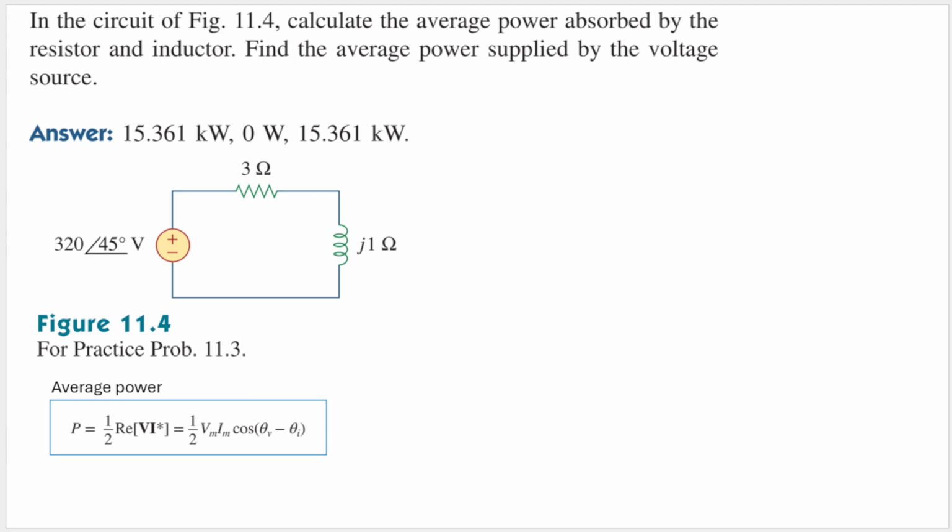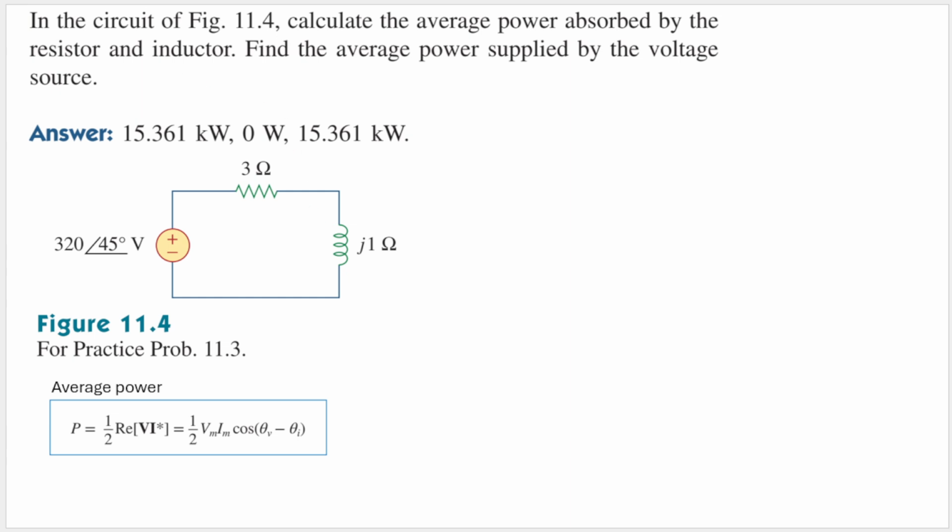So the question is, in the circuit of figure 11.4, calculate the average power absorbed by the resistor and inductor. Find the average power supplied by the voltage source. Okay, we are asked to find the average power supplied by the voltage source, and then absorbed by the resistor, and then absorbed by the inductor.